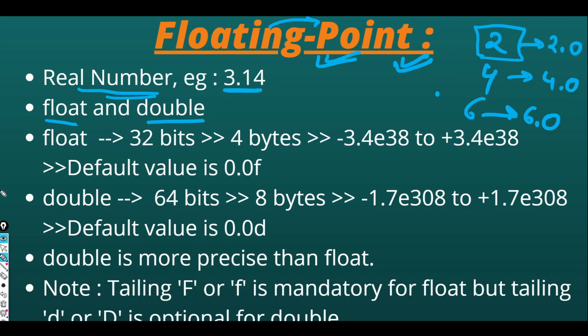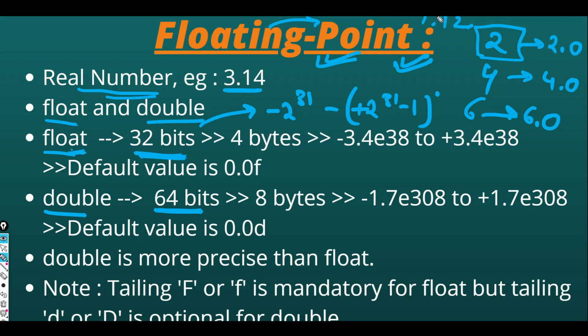Now the difference between float and double is the size. Float is 32 bits and double is 64 bits. In the integer, 32 bit was minus 2 power 31 to positive 2 power 31 minus 1. But over here, as we have decimals as well, like 1.12, the size has changed: minus 3.4 E38. E means 10 power, so this range is very big.